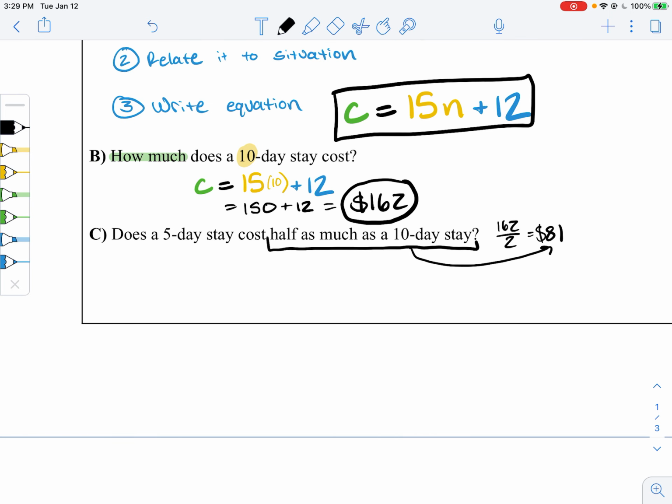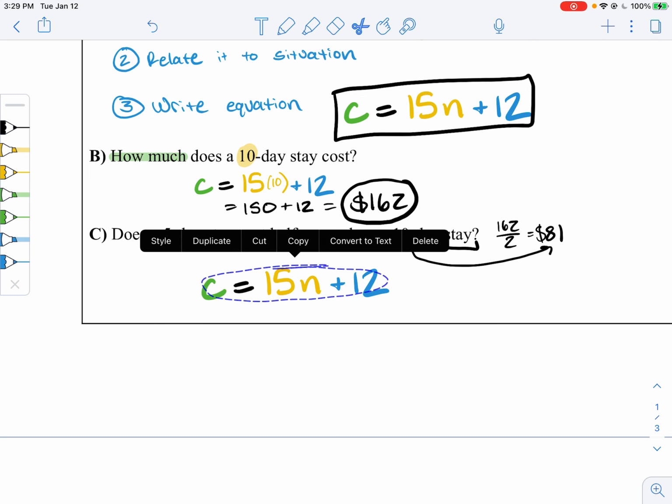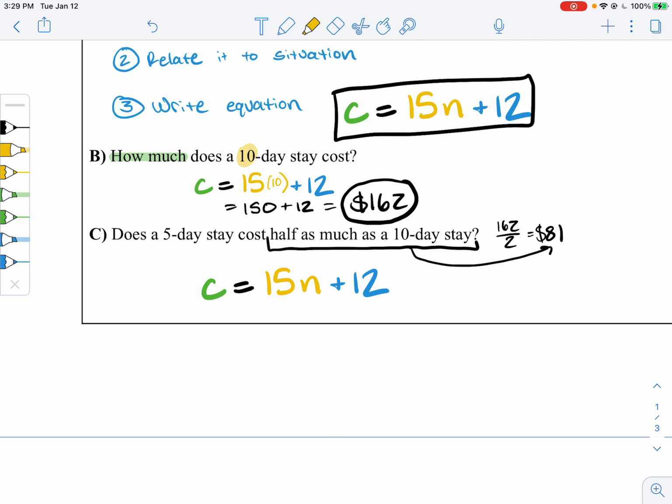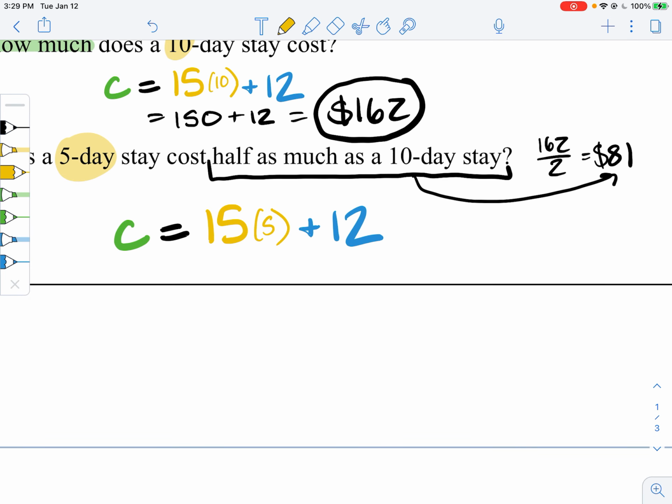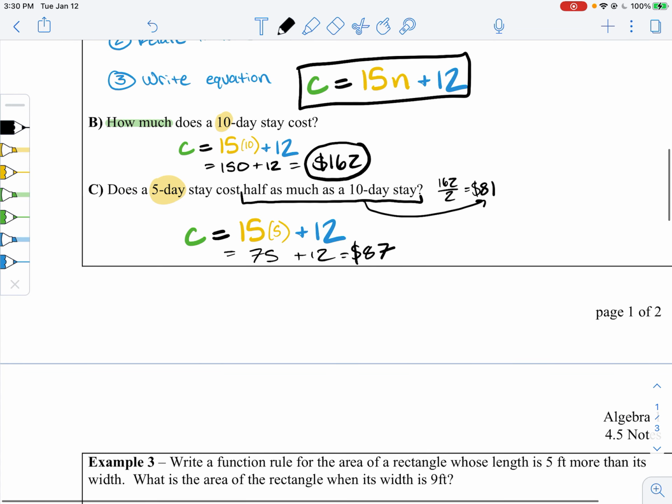So how much does a 5-day stay cost? Well, let's take our equation and let's plug in, this time, a 5-day stay in for n. 15 times 5 is 75, plus 12 gives us 87. So no, 87 is more than 81, which is half of a 10-day cost. So does a 5-day stay cost half as much?